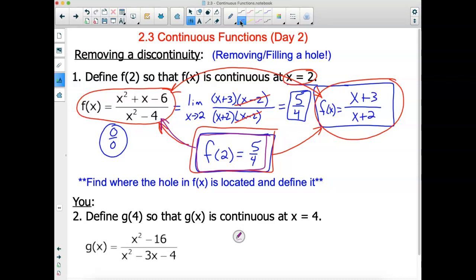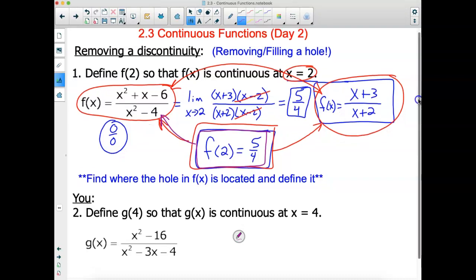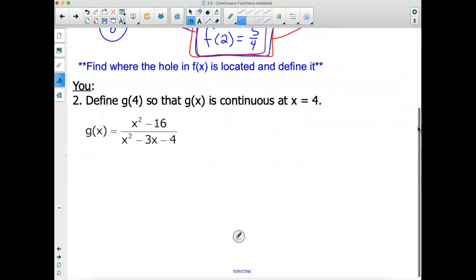Hit pause quick. See if you can figure this out really quick, and I will do it for you. So define g of 4 so that g of x is continuous at 4.